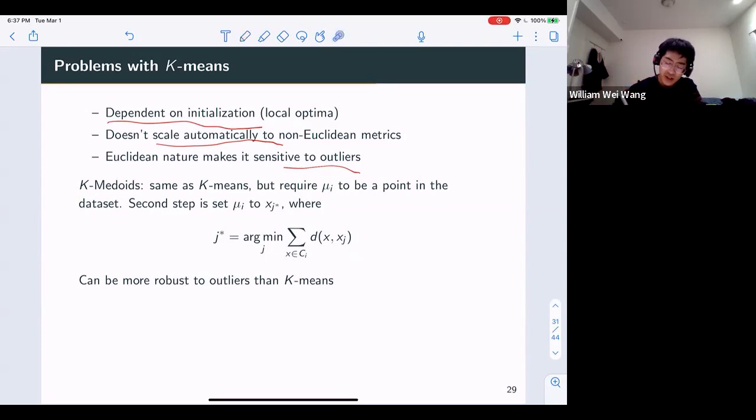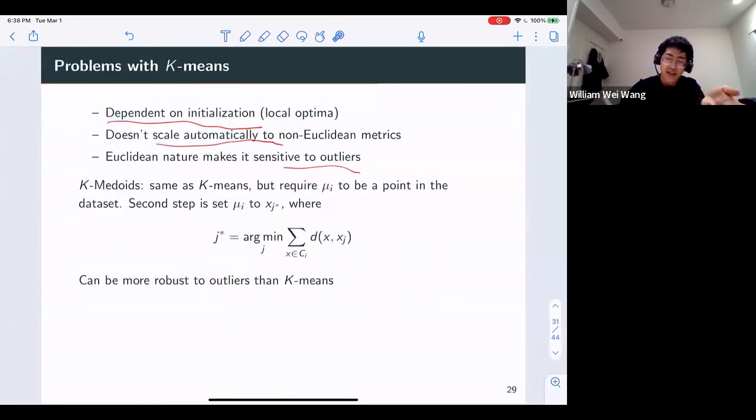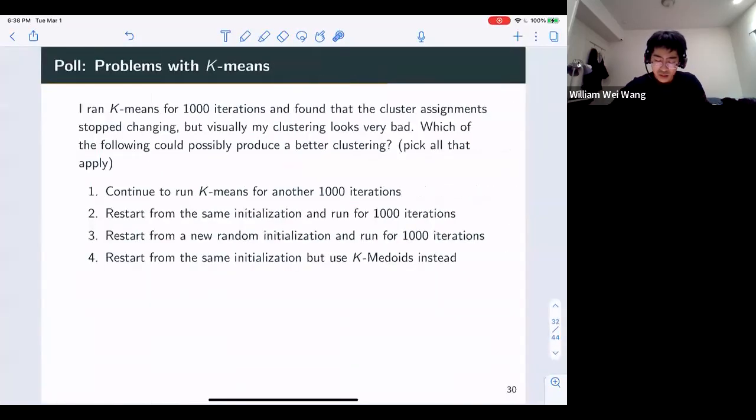So one alternative here that we briefly discussed in that course was k-medoids, which says, okay, you do k-means, but instead of allowing your means to be random points in the space, you require them to be points in the data set. So like these 1, 2, and 3 cannot be valid means anymore. They have to be points in the data set. And then this turns out to actually be a little more robust to outliers than k-means.